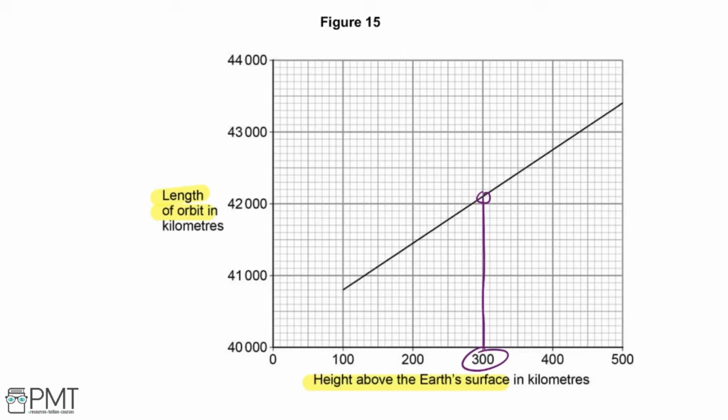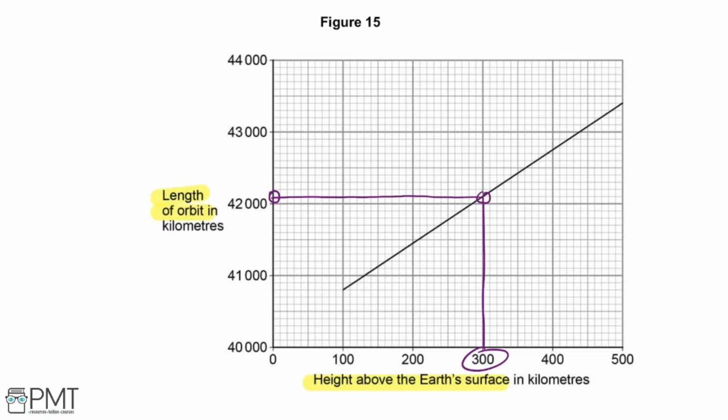So now we need to find the y-coordinate of that point. So we can again draw another straight line using a ruler to the y-axis. And so it's this point that we want. That will tell us the length of the orbit in kilometres.